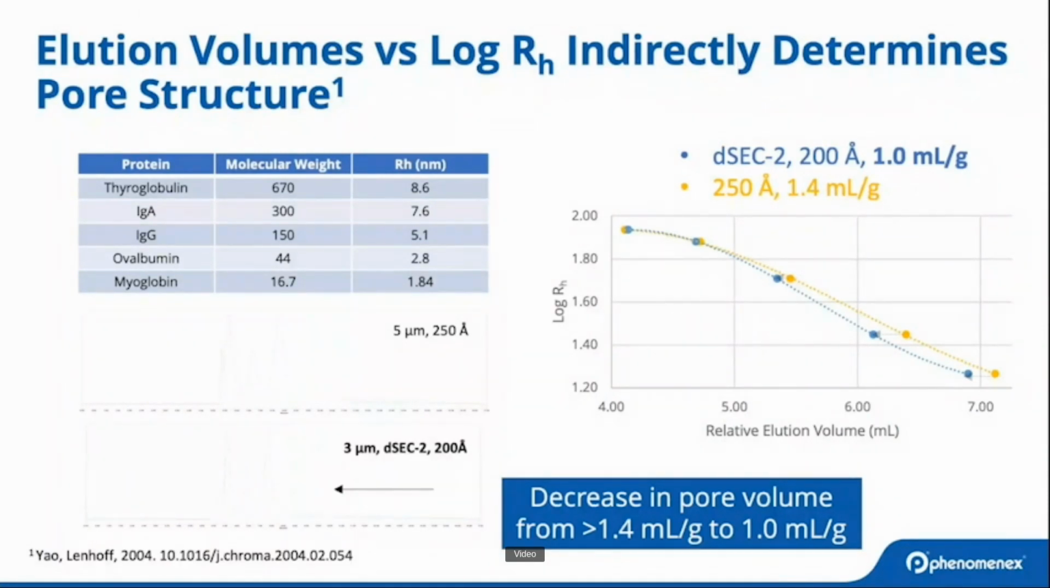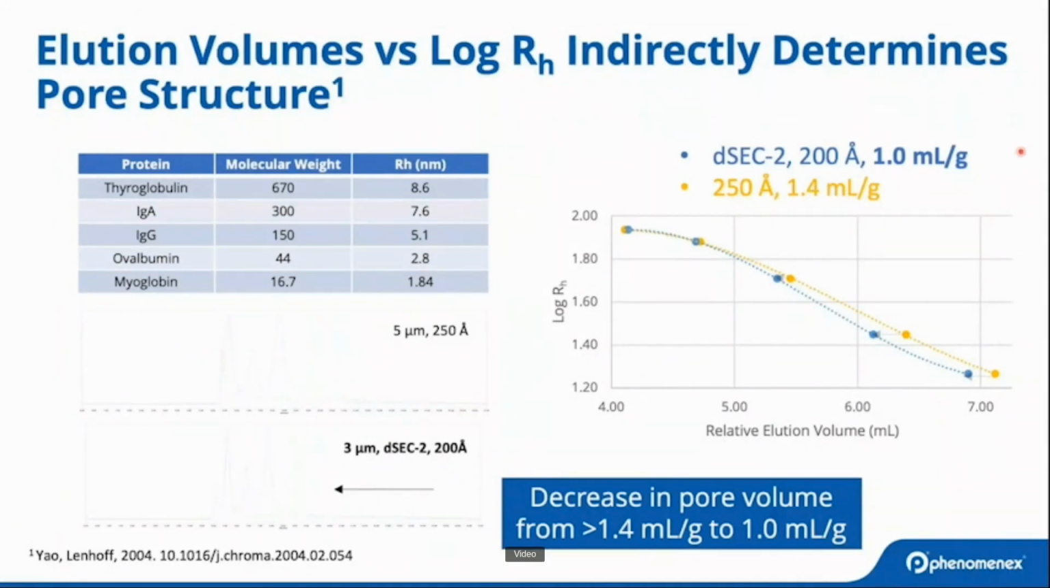Here, the most apparent difference between these curves is the shift to the left observed with the DSEC2, especially with hydrodynamic radius values below 1.6 when plotted on this logarithmic scale. And this is due to the uniquely small 1 ml per gram pore volume for DSEC2 versus 1.4 to 1.6 ml for more traditional silicas that we might use for a similar application.